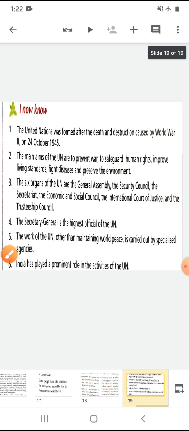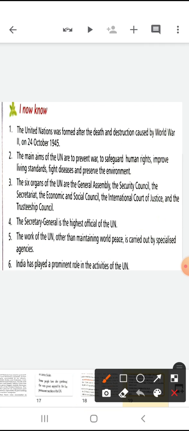Okay, now we will see what we have learned in this chapter. The United Nations was formed after the death and destruction caused by World War II on October 24, 1945. The main aims of the UN are to prevent war, to safeguard human rights, improve standard of living, fight against diseases, and preserve the environment. There are six main organs of the UN: General Assembly, Security Council, the Secretariat, the Economic and Social Council, the International Court of Justice, and the Trusteeship Council.